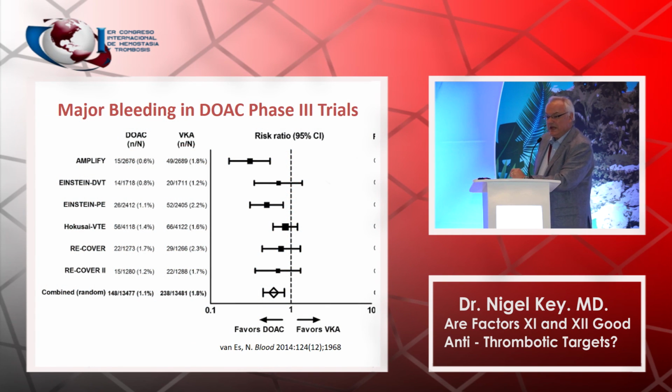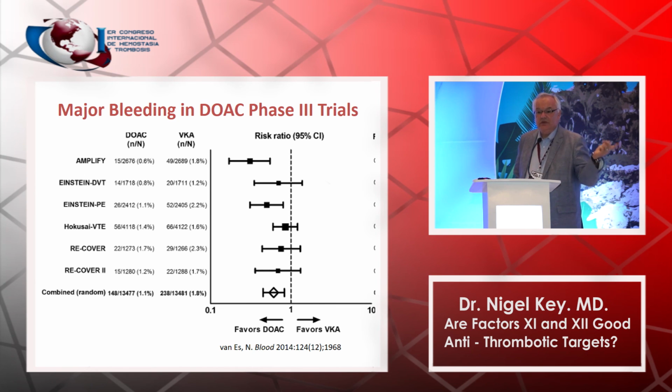So if we look at the DOACs here, direct oral anticoagulants, and this is a summary of the major bleeding in phase 3 clinical trials of the 10A direct oral 10A inhibitors as well as dabigatran, you can see that compared to vitamin K antagonists here, they all had a favorable profile.